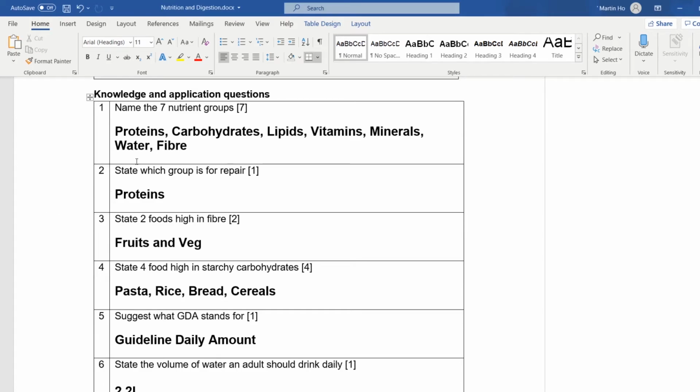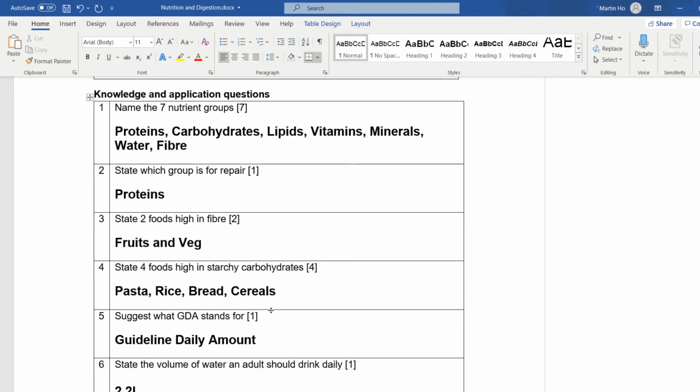So 1, name the 7 nutrient groups. We should be familiar with this now. We have proteins, carbohydrates, lipids, vitamins, minerals, water, and fiber. 2, state which group is for the repair of cells. It would be the proteins. 3, state 2 foods high in fiber. We have fruits and veg. 4, state 4 foods high in starchy carbohydrates. We have pasta, rice, bread, and cereals.